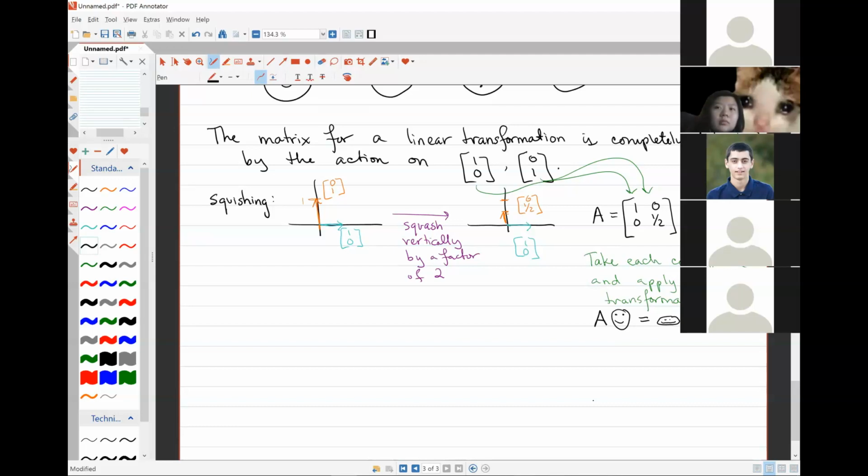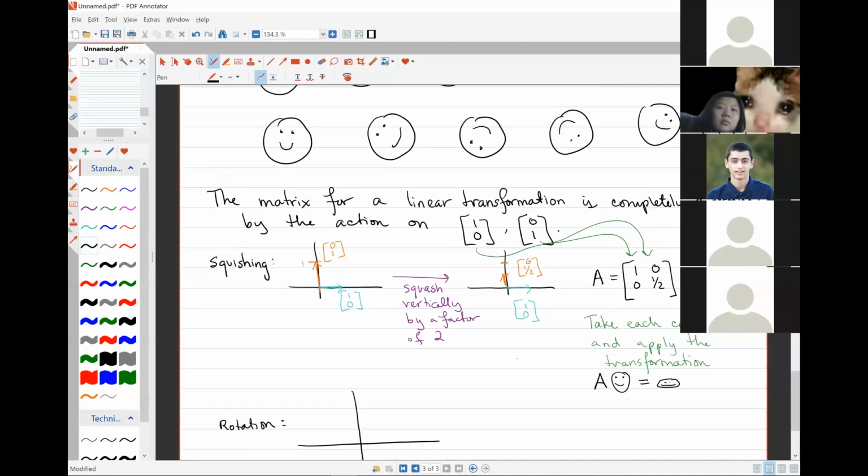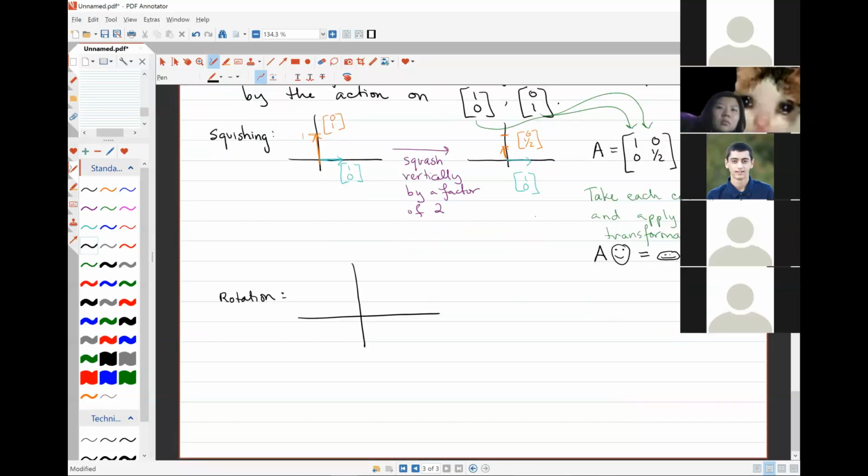All right, and so just in our last 10 minutes, let's look at rotation and come back to this idea that the matrix for a linear transformation is exactly determined by what it does on the basis vectors, the standard basis vectors. And let's just think about rotating our smiley face. So if we have our smiley face, maybe let's put him out here, and we want to rotate him around.